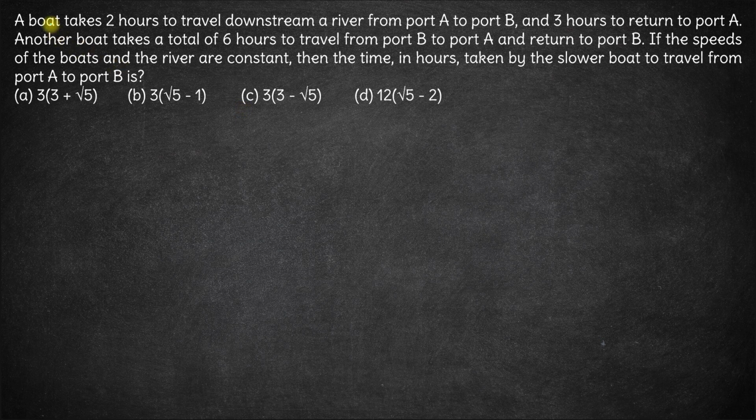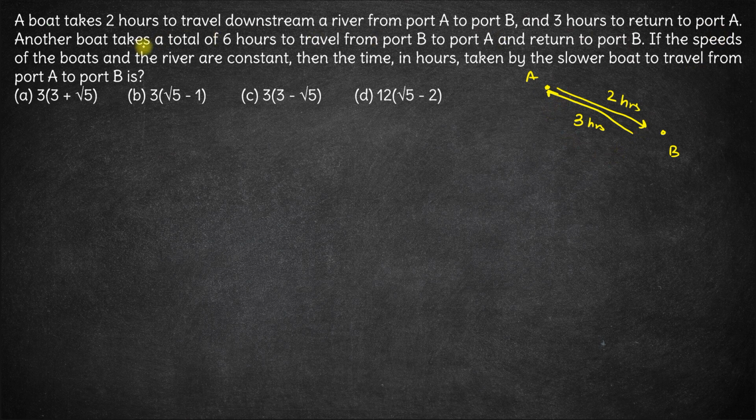Hi, here in this question we have a boat that takes 2 hours to travel downstream a river from A to B and 3 hours to return back. So we have point A upstream and point B downstream. A boat takes 2 hours to go down and 3 hours to come back. Okay, 2 hours and 3 hours. So the first boat takes a total of 5 hours to go from A to B and then come back.